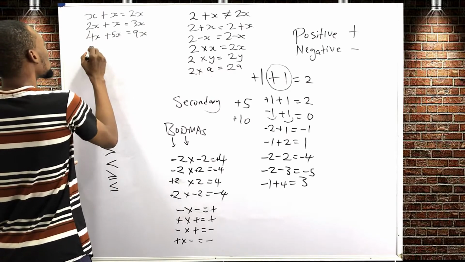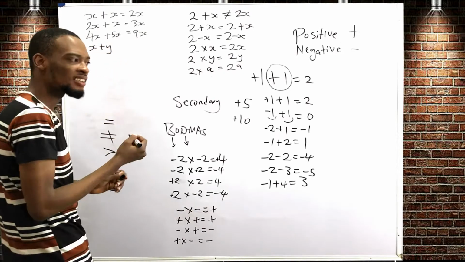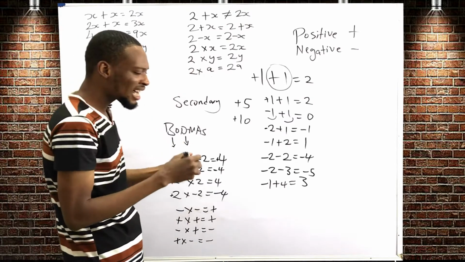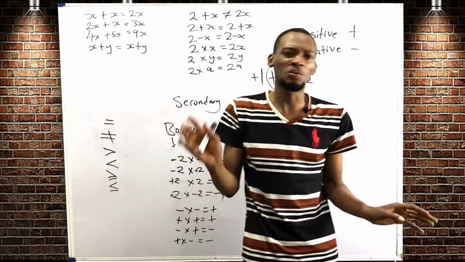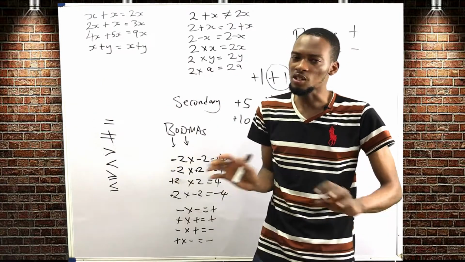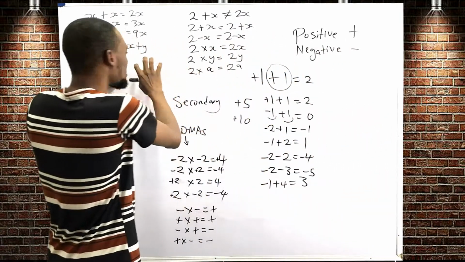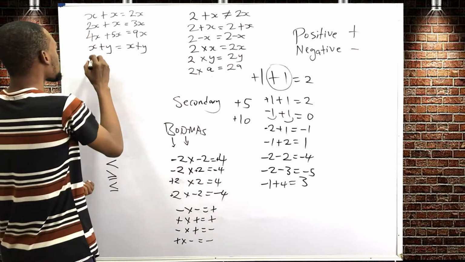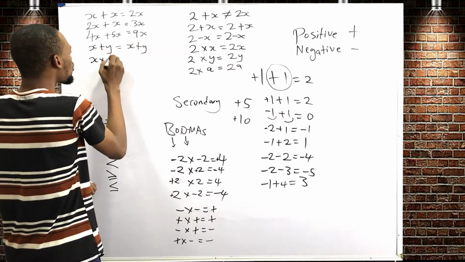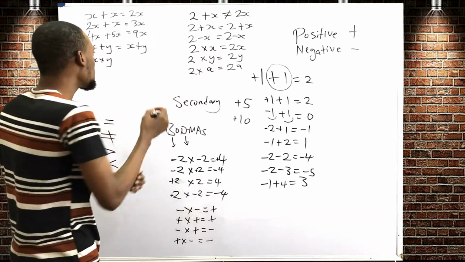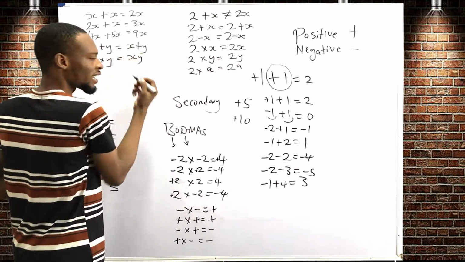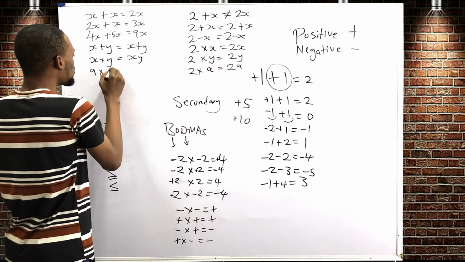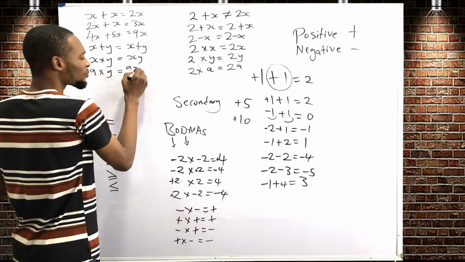But s plus y is equals s plus y. You cannot add two different alphabets together. You can't. It's not possible. So it remains the same. But I can say s times y. This will give me sy. Merge them. I can say a times y. This will give me ay.